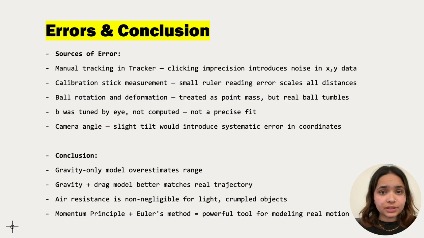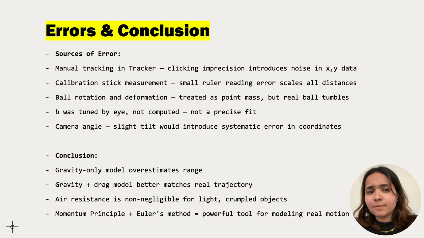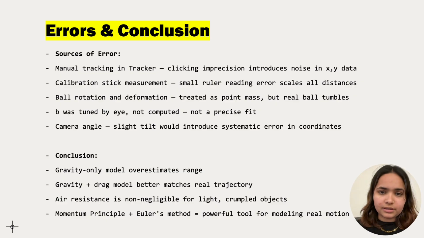Lastly, the errors that could occur. We did it manually, with frame by frame tracking. It includes obviously small positional errors from imprecise clicking. Also, the calibration depends on the accuracy of measuring from the ruler in the frame, so any error scales in our distances. We also assume the ball is a perfect point mass, which in reality it isn't, because we formed it ourselves, changing its drag characteristics. But also, finally, b was chosen by just a visual inspection rather than a formal curve fit, so it's also just approximate.